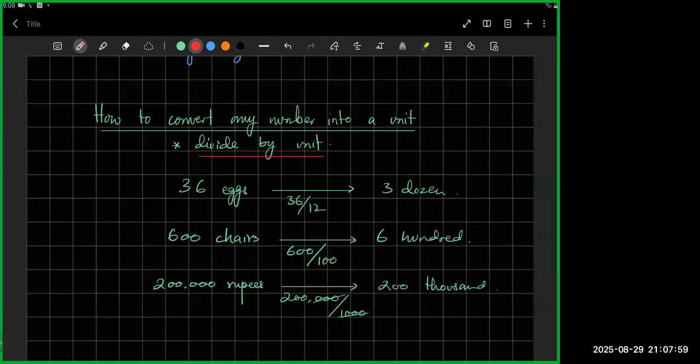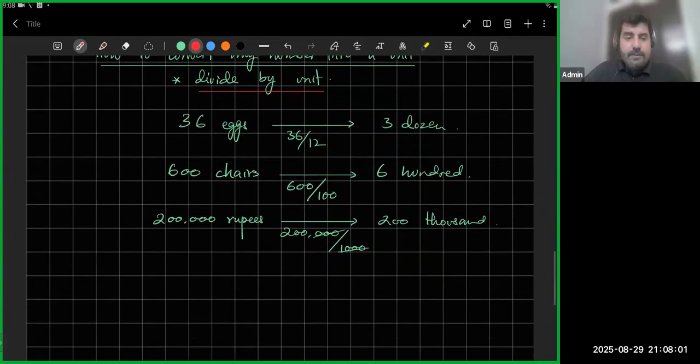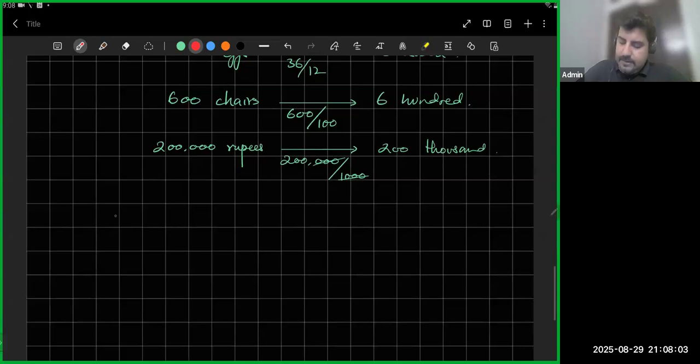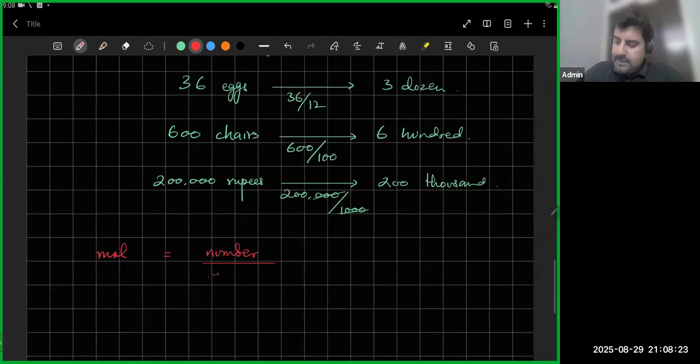So the first formula for moles is, if you want to convert a number into moles, into a particular unit, all you have to do is take that number and divide it by the unit, which is the mole. What is the mole? It's 6.02 times 10 power 23.